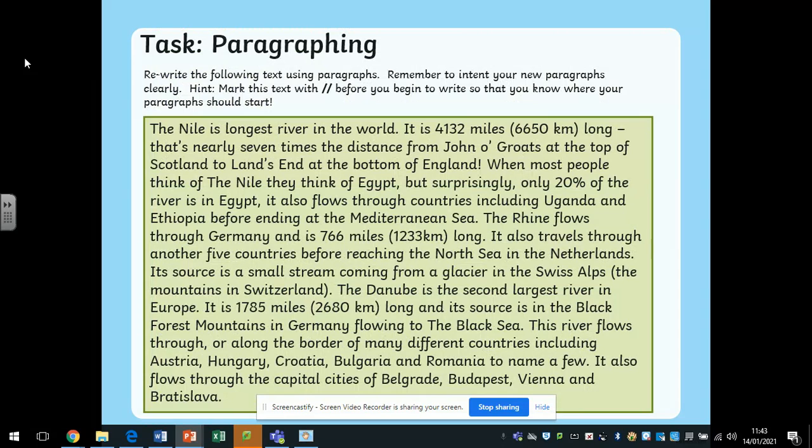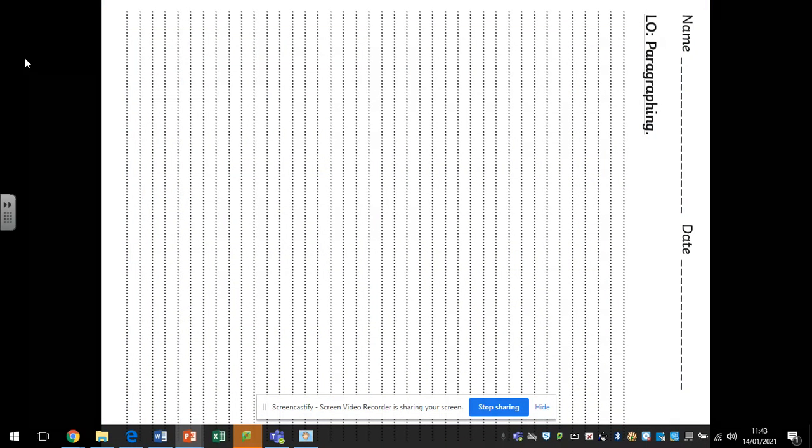So your task, you have got a fact file here on the River Nile. I know some of you have looked at this when we looked at rivers last half term during our topic. What I want you to try and do, first of all, is to put your double slanted line on the actual text itself to indicate where you think a new paragraph should start. So it should be similar ideas that are linked together. Once you've identified where your paragraph should be, rewrite it, but indenting your paragraphs, please.